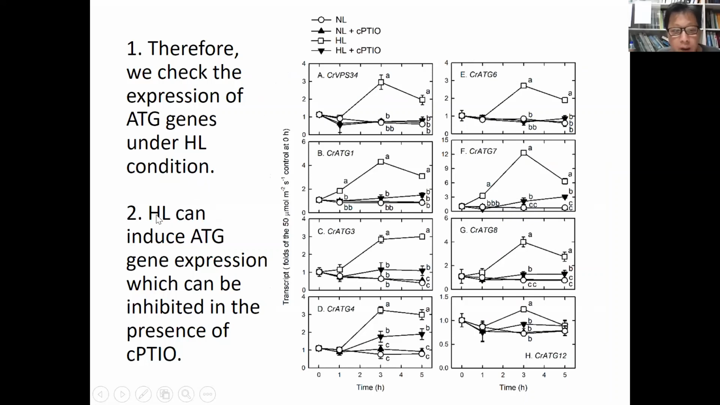We find that under high light condition, this ATG expression can be significantly induced, and this induction is inhibited in the presence of cPTIO. This is the NO scavenger, so it's confirmed that the high light induced ATG expression is mediated by the increased NO production.